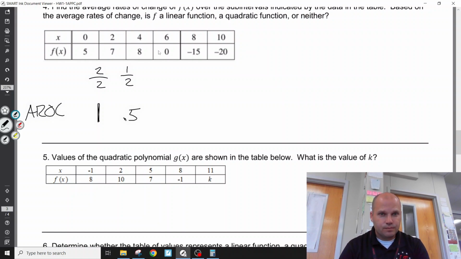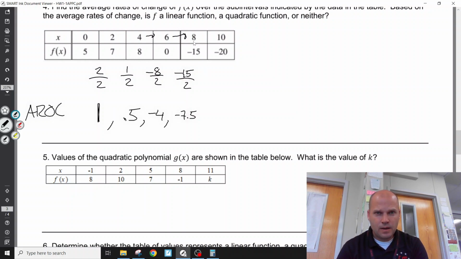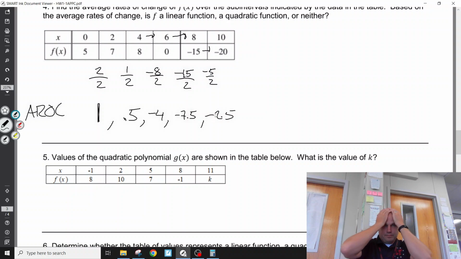8 to 0. I decrease 8 over the course of 2 x's. I'm decreasing 4. 6 to 8, I'm decreasing 15 over the course of 2. I'm decreasing 7.5 from 6 to 8. 8 to 10, I'm decreasing 5. Decreasing 5 over 2, I'm decreasing 2.5.